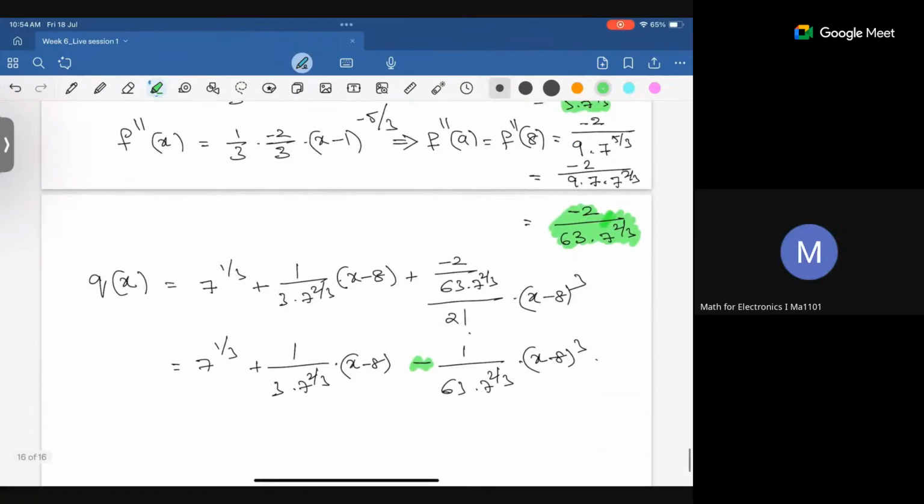Oh, sorry. Just a second. Now this is square. Yes, sir. It should be square. Yeah, so that is square.